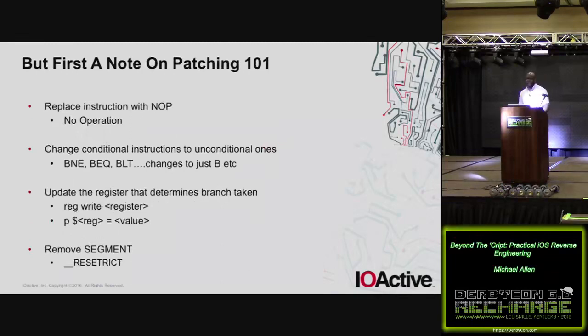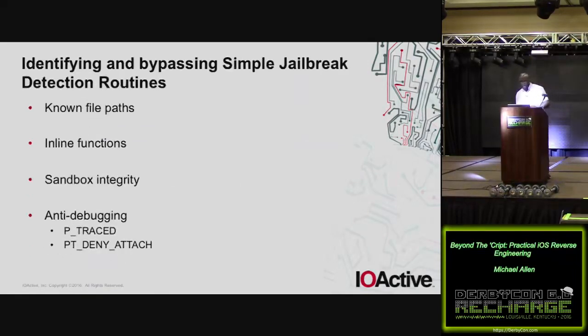So binary patching 101: you can replace an instruction with a NOP, no operation. You could change conditional instructions to unconditional ones, so branch not equal to just a branch. Update the register itself. And going back to that restrict segment, as I said, sometimes you're going to encounter a binary that prevents you from force loading your own dynamic library. Because of the restrict segment, you're going to have to either remove it or patch it out.